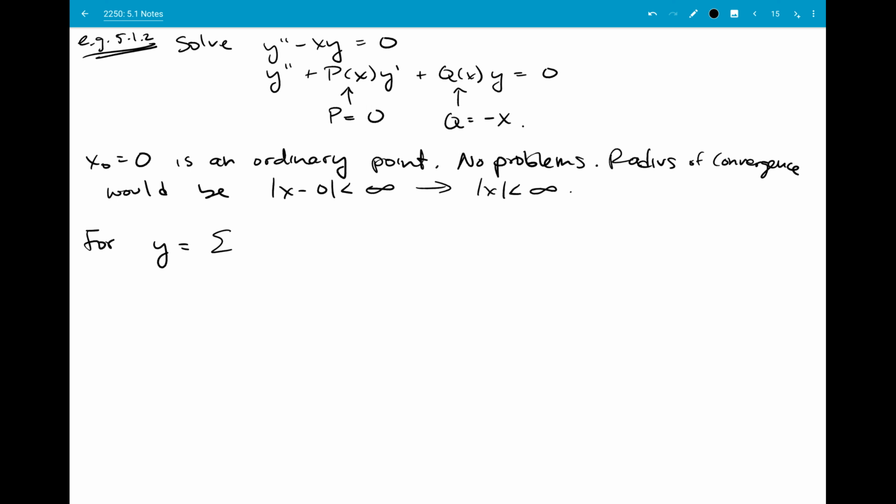For my assumed solution, y equal to the infinite sum from n equals 0 to infinity of cn x to the n, I'm going to have y double prime is the sum from n equals 2 to infinity of cn times n times n minus 1 x to the n minus 2. We learned how to take that derivative before, and at this point we can just go ahead and plug it in whenever we need it.